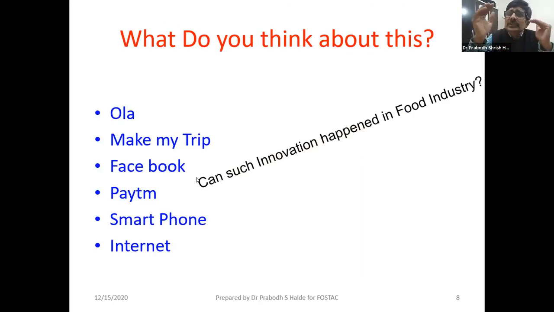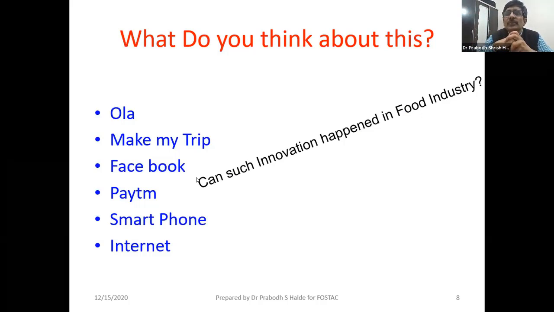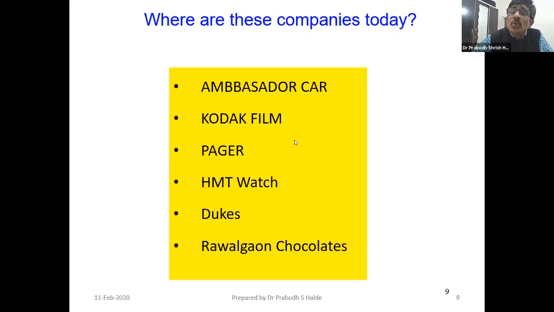I appeal to all these startup people, entrepreneurs, those who have joined this program, students. I appeal to you. Can you make something different in your own fraternity, like what Ola has done, what MakeMyTrip has done, what Facebook has done? Can it happen in the food industry? It's very, very important. If we don't innovate, what will happen?